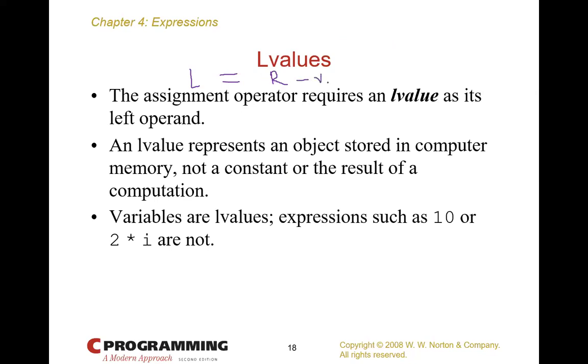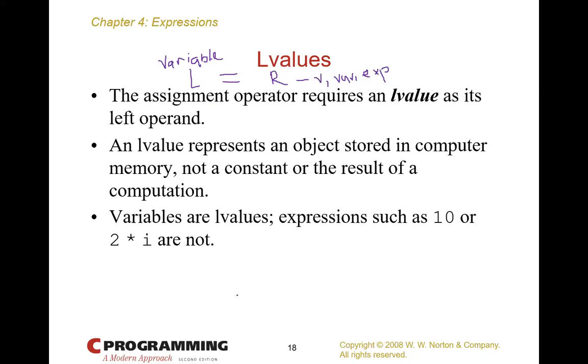This could be values, here I mean constants. It could be variables, it could be expressions, it could be a number of things. But on the left-hand side here, it must be what we call an L value. This side must be an L value. What's an L value? An L value usually is a variable.